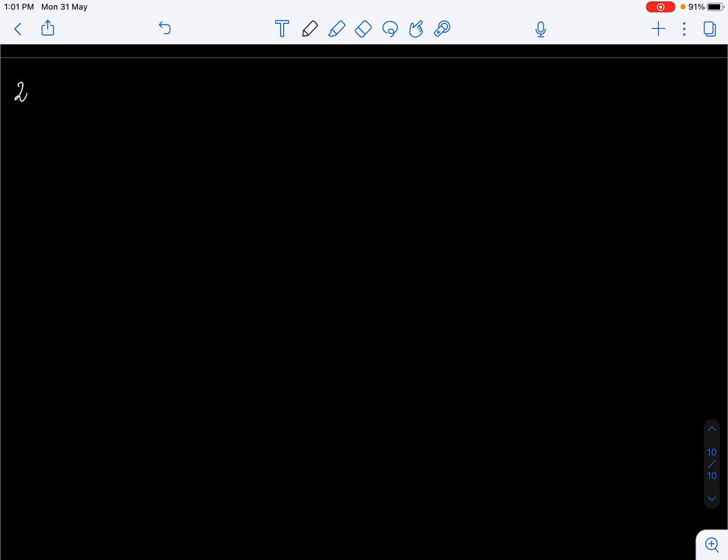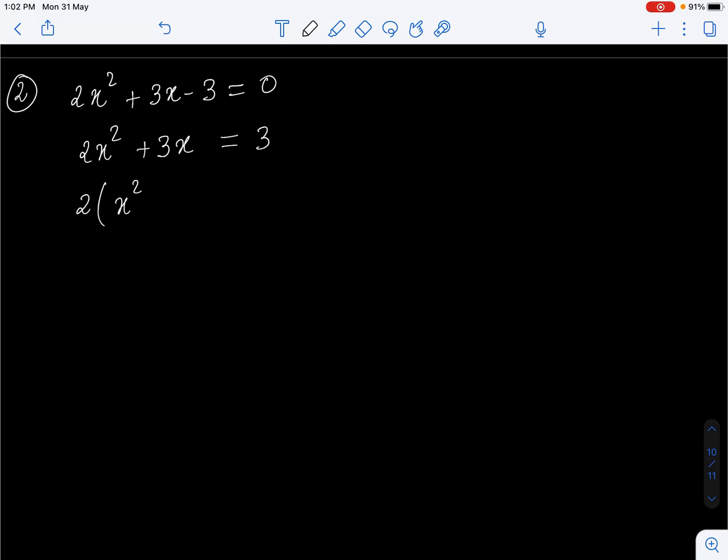So my second example is something like this: 2x square plus 3x minus 3 equals 0. First I will take x terms on one side. I will take my constant term, where there is no x, on the other side. So like this. Or basically you can say I am adding 3 on both sides, because this is how the IB syllabus tells you, and in GCSE we can simply take this 3 to the right hand side. Then I will take 2 common in this. We have studied this. The coefficient of x square should be 1 while doing completing the square.